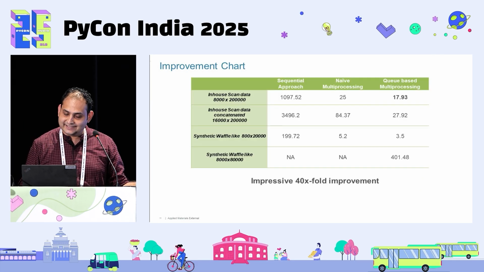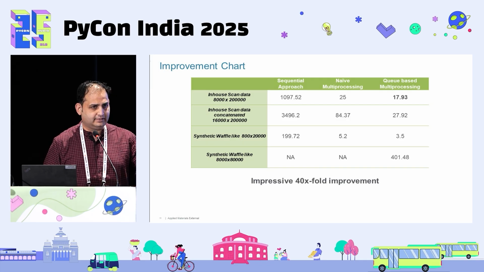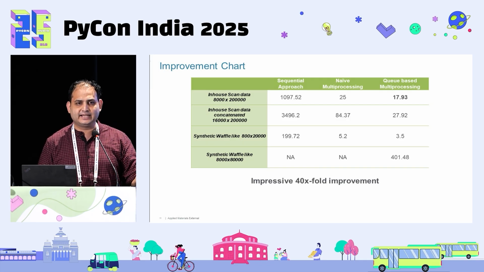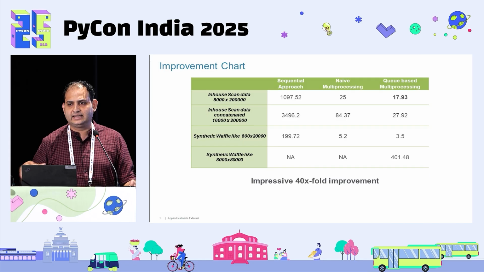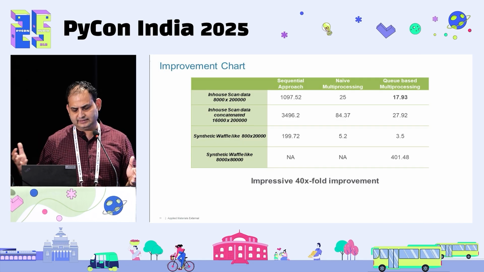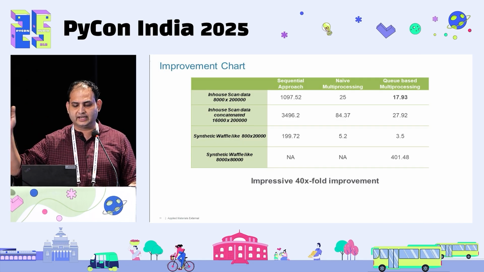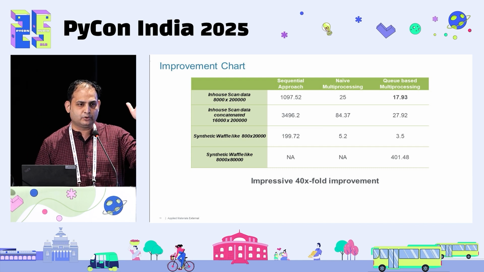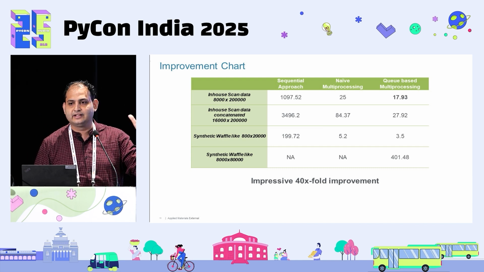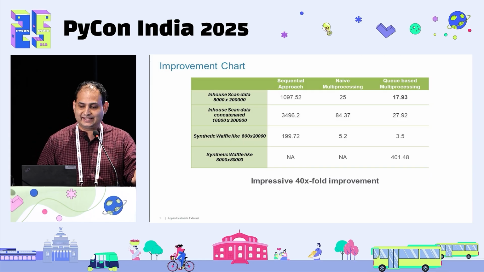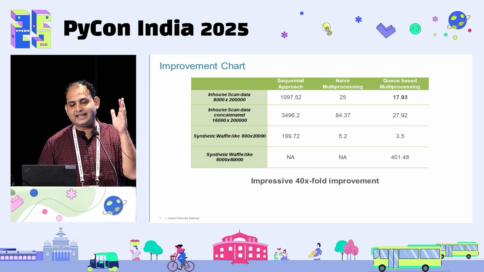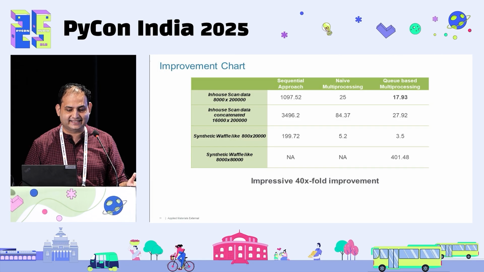Do I get a good result? Yes, I did. I did the experiment on various data sets. Here I'm showing you 4. The first two are my in-house scan data sets, which are actual wafer scans. The resolutions are 8,000 by 200K. Initially, my sequential approach, the first approach, was taking 1100 seconds, which the product side said, okay, we cannot release. My naive multiprocessing approach decreased it to 25 seconds. And then my queue-based approach reduced it to 18 seconds.